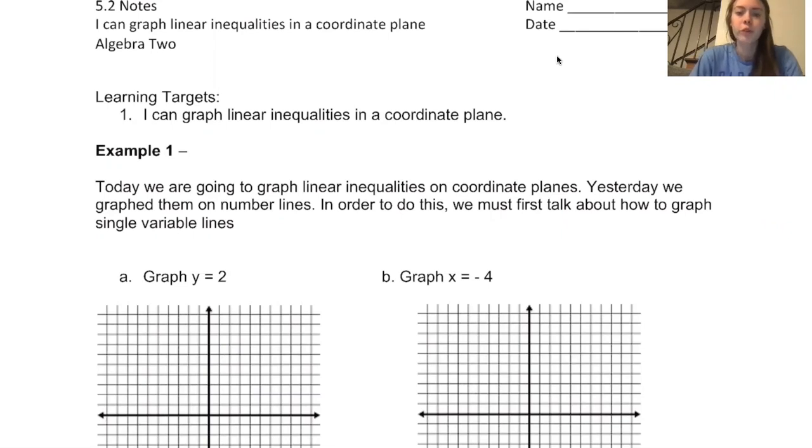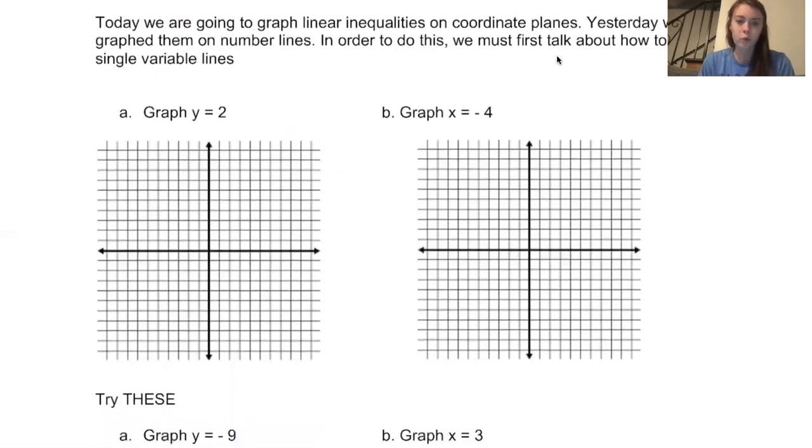In order to do this, we must first talk about how to graph single variable lines. This is something we kind of briefly touched on last unit. We're going to talk about it today. So it's what happens when we get a graph and there's not an x and a y. What do we do? So what happens when we're being told to graph y equals 2?